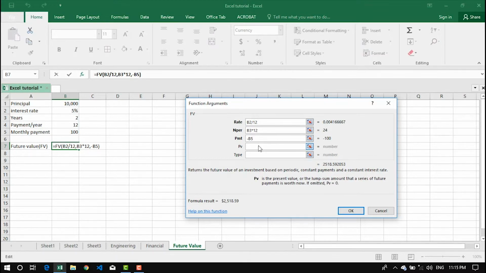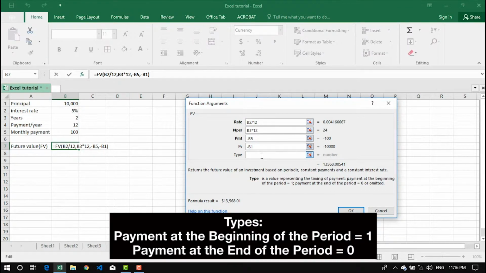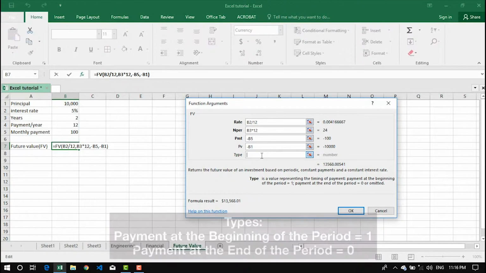The next parameter is PV. PV is the present value or the lump sum amount. So here our PV would be principal amount. Again, principal amount is something which goes out of your pocket. So minus. Minus principal amount is what we take it as. And our last field would be the type. If you're going to make the payment at the beginning of the period, the type should be 1. If it's made at the end of the period, then type equals 0. So let's take it as 1 here.